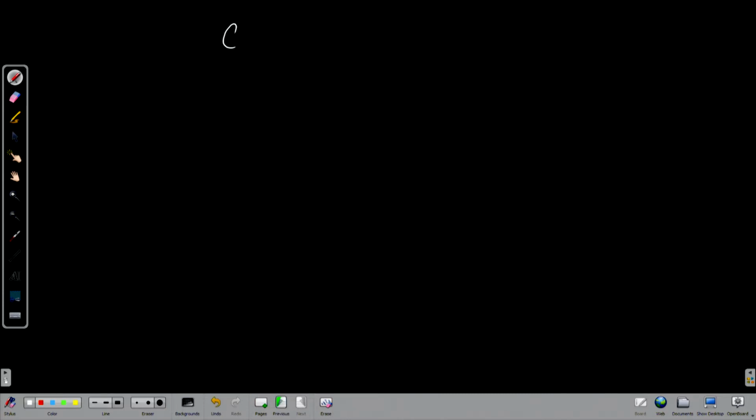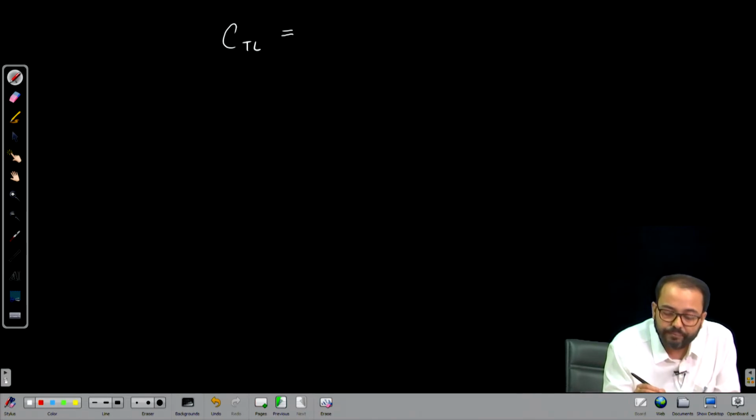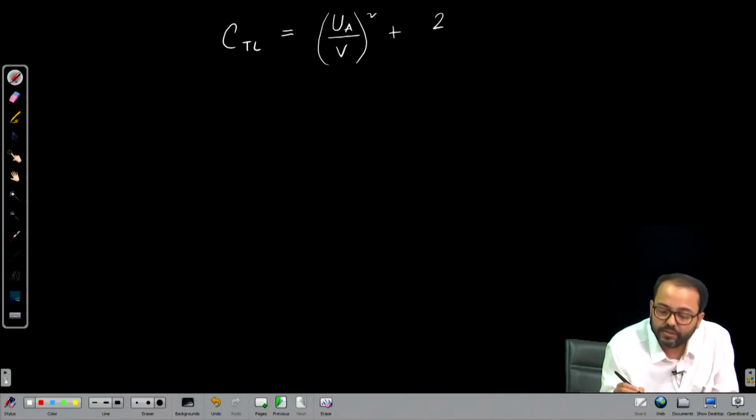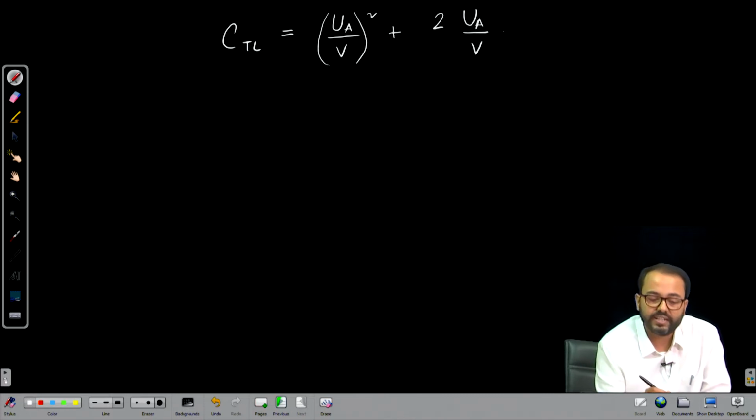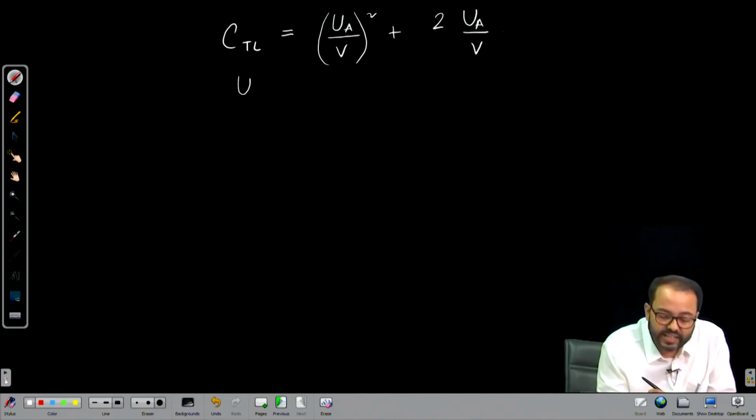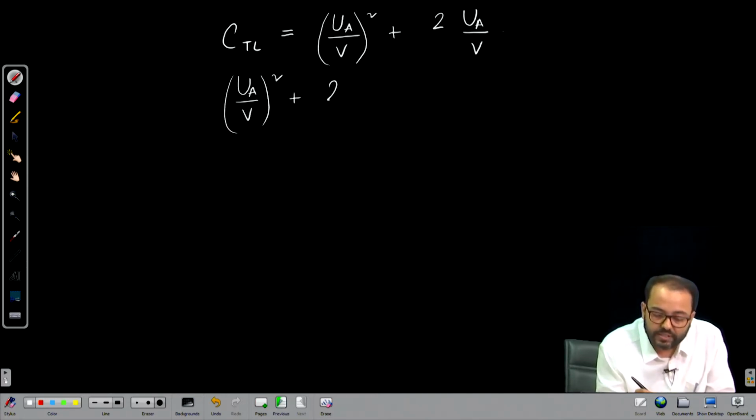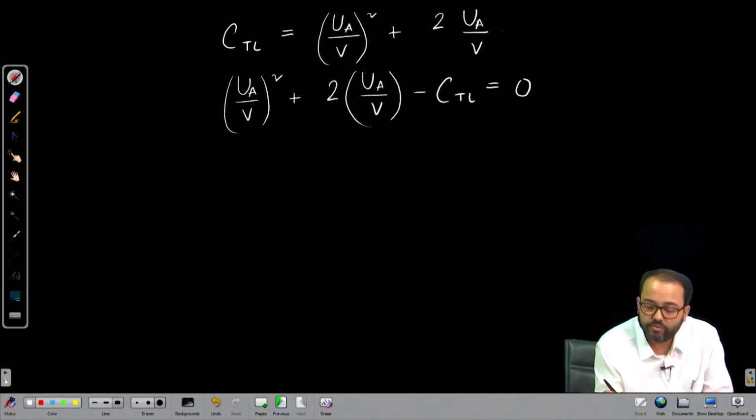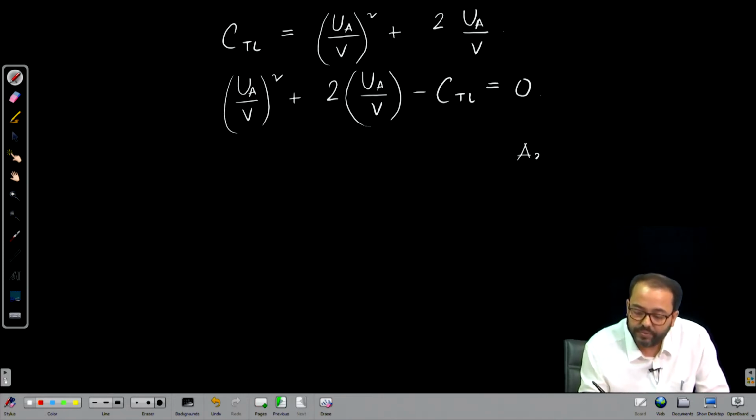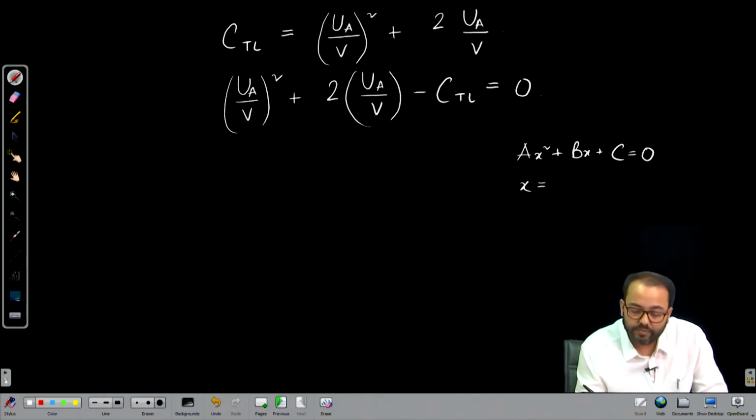So, if we expand this equation, CTL becomes (UA by V) whole square plus 2 UA by V. Now, we can write it as a quadratic equation, (UA by V) whole square plus 2 UA by V minus CTL equal to 0, which is basically of the form A x square plus B x plus C equal to 0, where the variable we can calculate, x here, is UA by V.